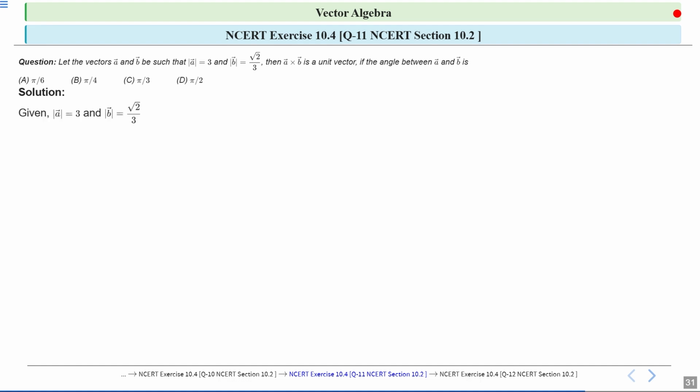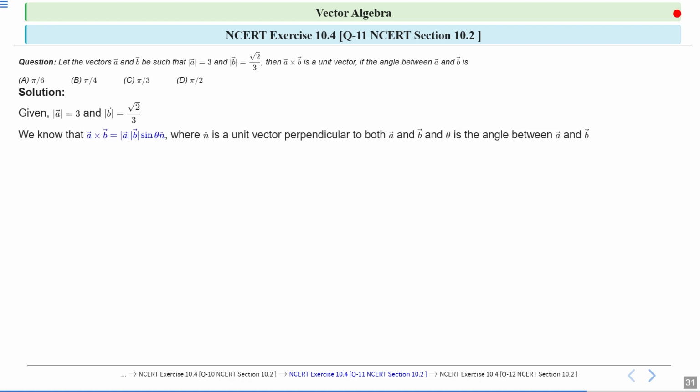Given magnitude of a vector is equal to 3 and magnitude of b vector is equal to root 2 upon 3. So we know that a vector cross b vector is equal to magnitude of a vector into magnitude of b vector sine theta n cap, where n cap is a unit vector perpendicular to both a vector and b vector, and theta is the angle between a vector and b vector.